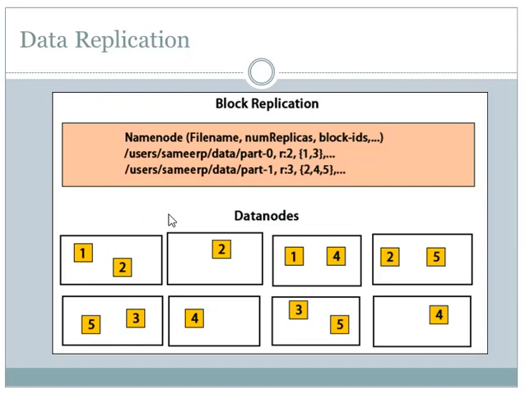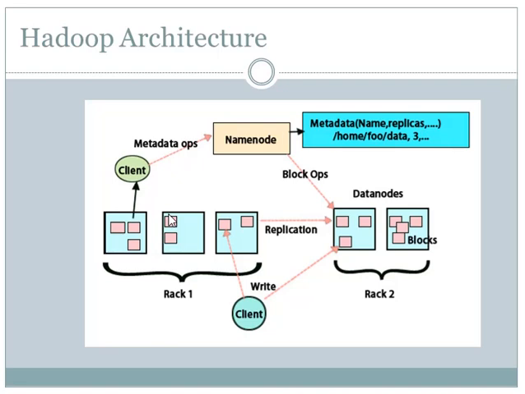The name node makes all decisions regarding these replicas. The name node keeps receiving a heartbeat and a block report at regular intervals from all the data nodes in a cluster. The receipt of a heartbeat implies that the data node is working properly. The block report specifies the list of all blocks present on the data node.